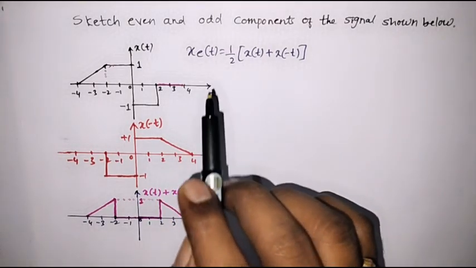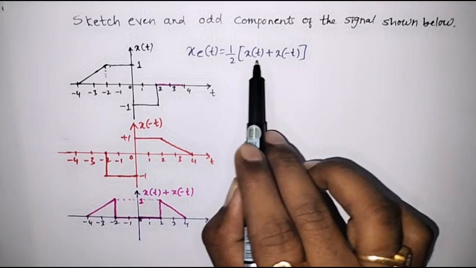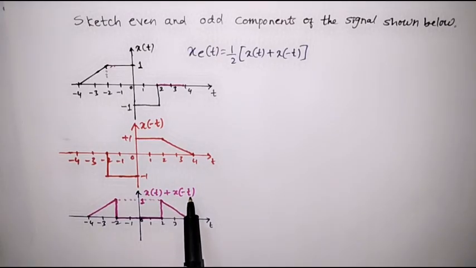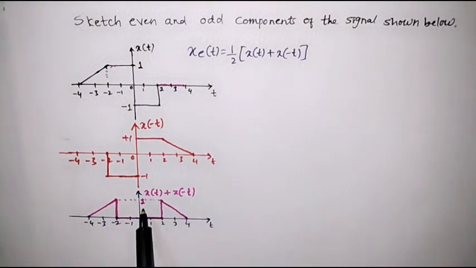Now let's draw the waveform for xe of t, that is the even component of x of t, that is 1 by 2 x of t plus x of minus t. Already we have found x of t plus x of minus t. Now we have to divide this signal by 2. Dividing by 2 is nothing but dividing the amplitude by 2. So here the amplitude is 1, it will become 1 by 2. The same signal will appear.